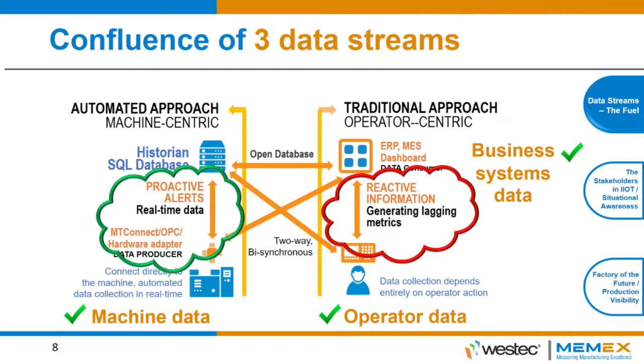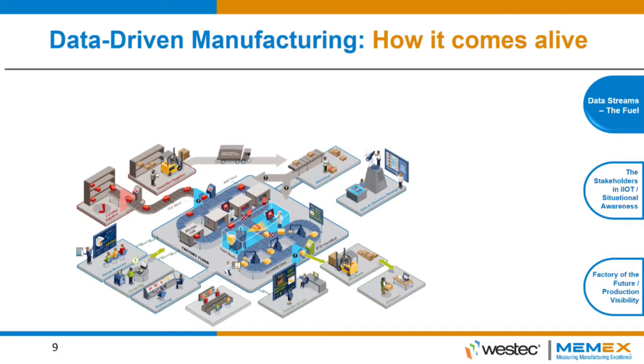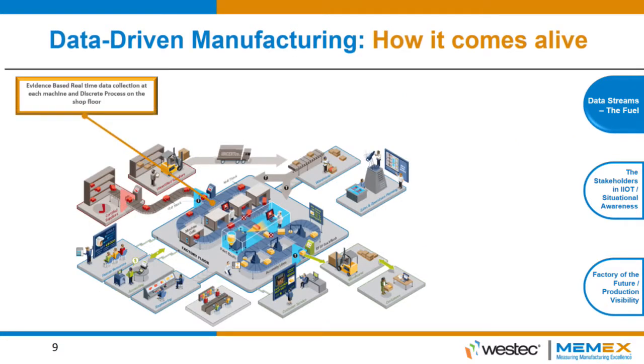When we do have these three data streams working together in IoT, we get proactive alerts, we get real-time data, we get transparency and visibility across the entire enterprise. We'll talk a little bit about the factory of the future here. And how does data-driven manufacturing come alive?